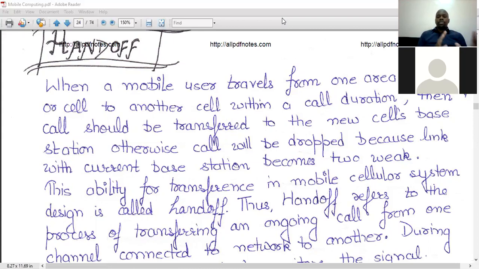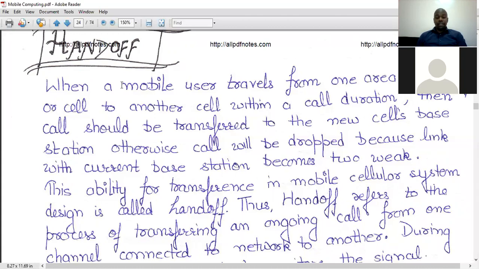Because different cells use different frequencies. So therefore, for someone not to lose connection, handoff happens. When you're moving from one cell to another, you may lose connection, but because you never actually lose connection, that means handoff always happens.